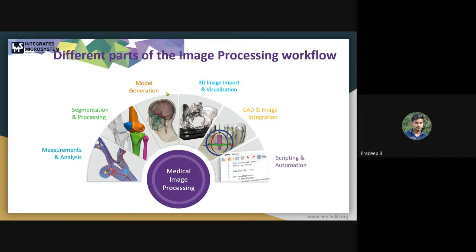The model may be for 3D printing, that is in the format of STL or in any format that is required by us. Then we can also do the 3D image import and visualization. We can import our MRI, CT or micro CT data into the software. We can do visualizations. Then CAD and image integration.